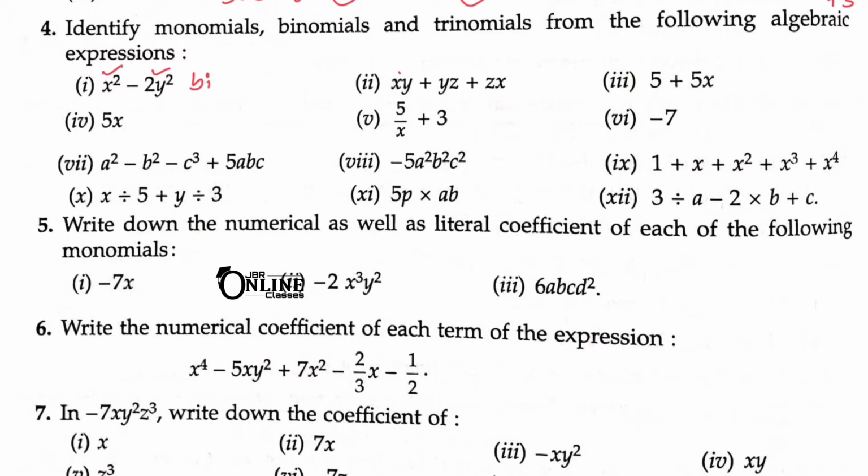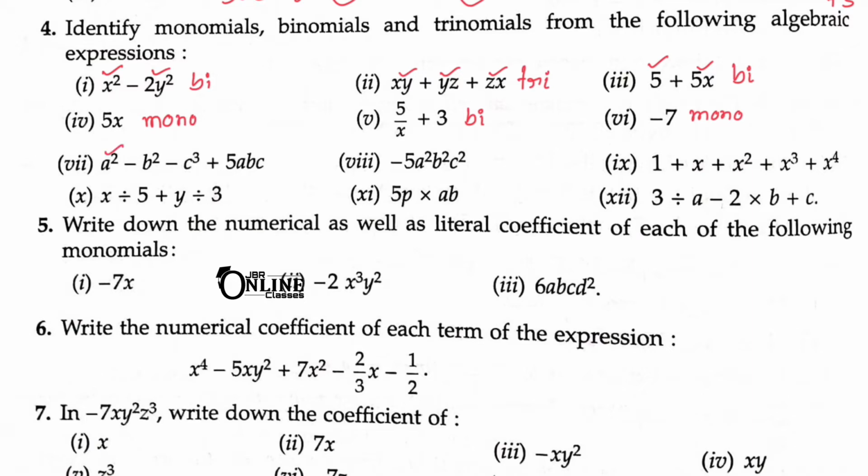So it's binomial. Clear? It's binomial. Next one here 1, 2, 3. Total 3 terms. That means it's trinomial. Next one here 1, 2, 2 terms. So again binomial. Fourth one only one term. That means monomial. Fifth one here 1, 2, 2 terms. So it will be again binomial. Minus 7 only one term. So it's monomial.